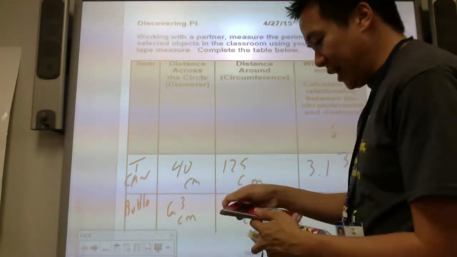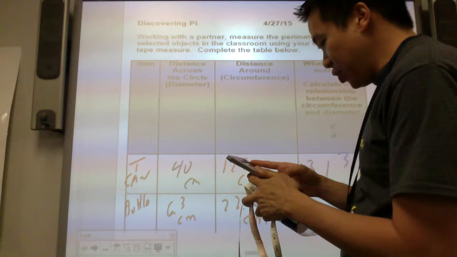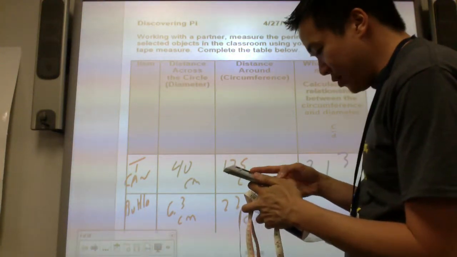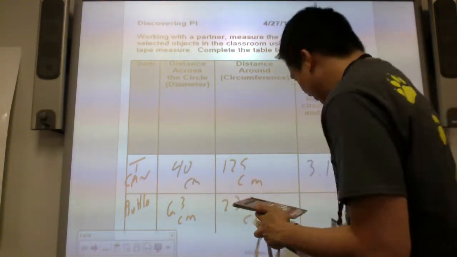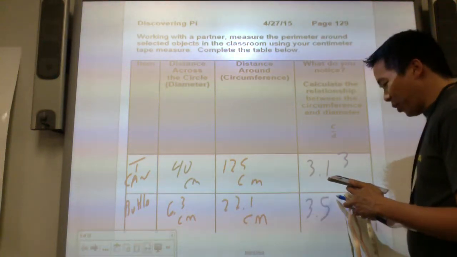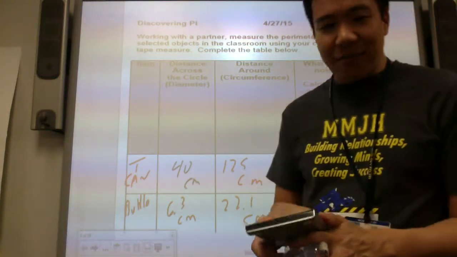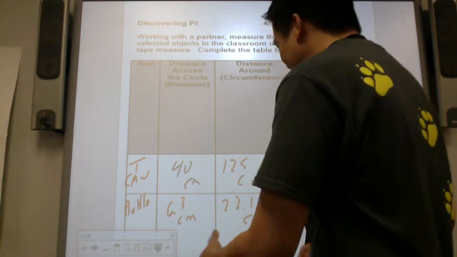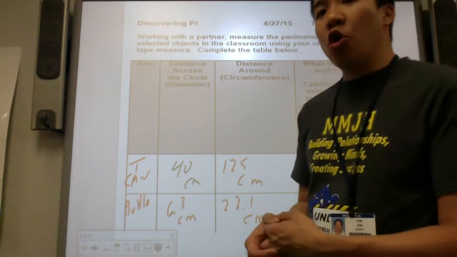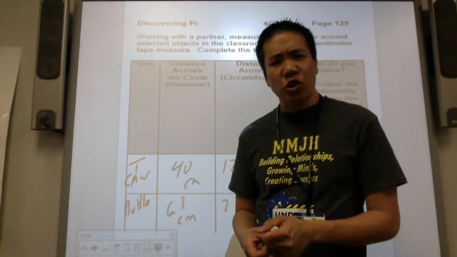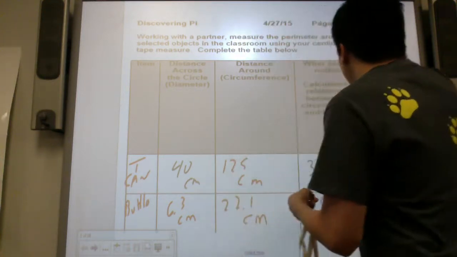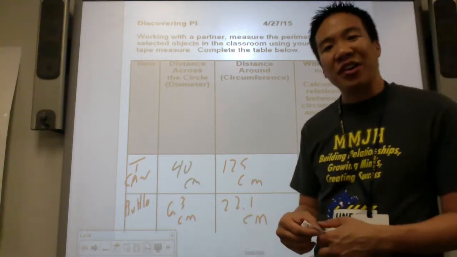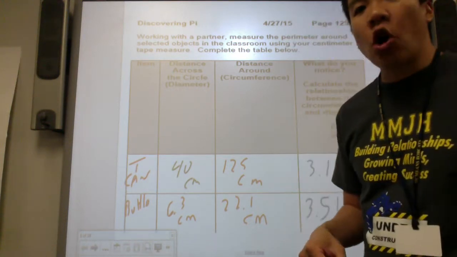Using my trusty calculator, 22.1 divided by 6.3, I got 3.51. That means I cannot measure for the life of me for this one. So if we keep on doing this over and over with different circular objects in the classroom, the relationship would be 3.14. That is called pi.